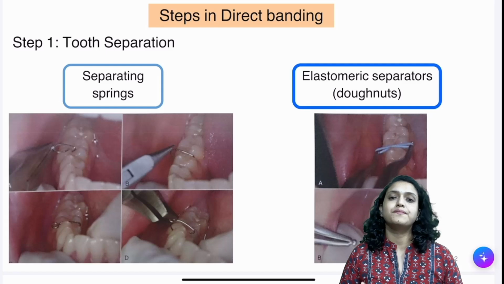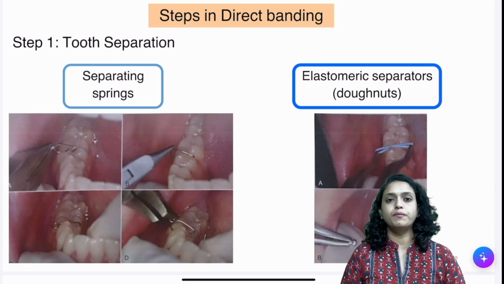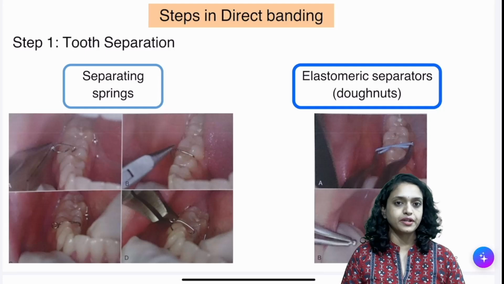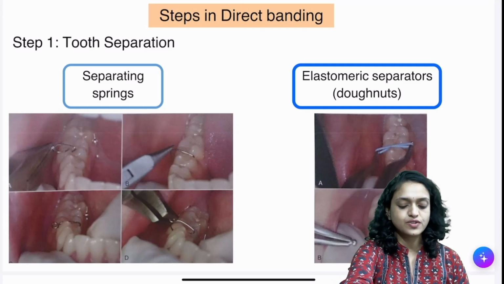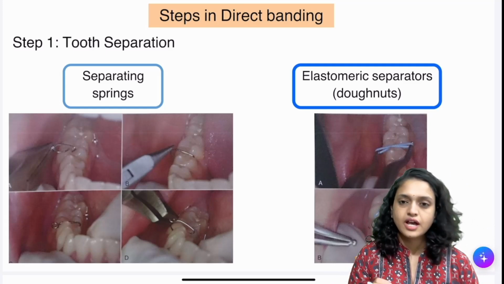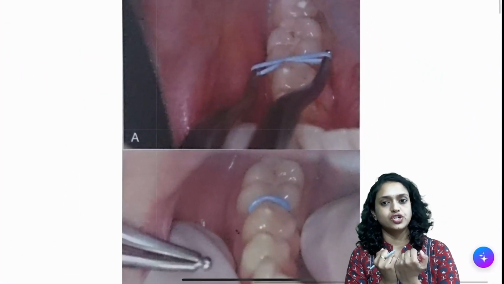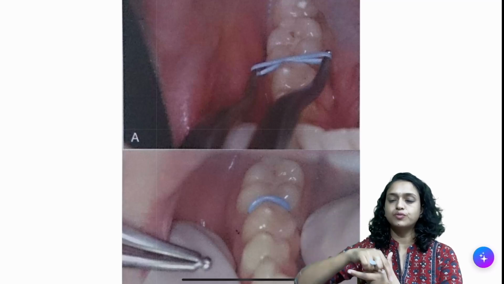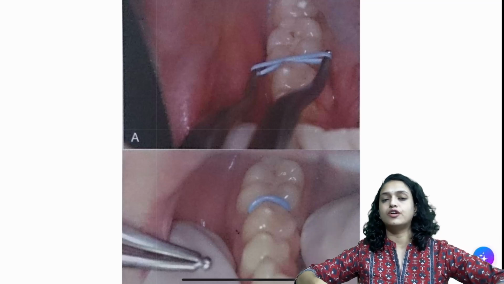So what are the steps in banding? Direct banding nowadays, preformed bands are available with the attachment welded, ready made. So the first step is tooth separation. As you can see in this image, teeth generally have good contact with each other. So we'll not be able to place the band around the tooth because the contacts will prevent the bands from seating inside the contact point.